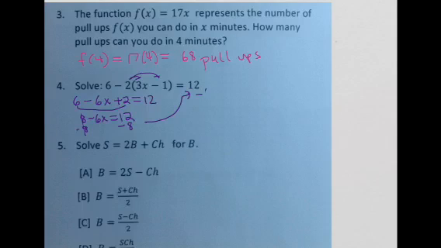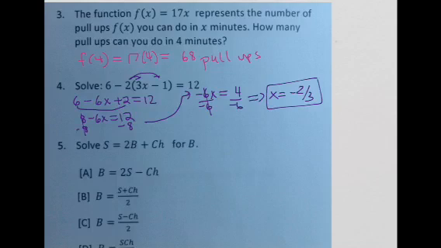So negative 6x equals 12 minus 8, which is 4. And then we divide by negative 6 on both sides. That's a 1. And then reduce your fraction. So then this gives you x equals negative 2/3.